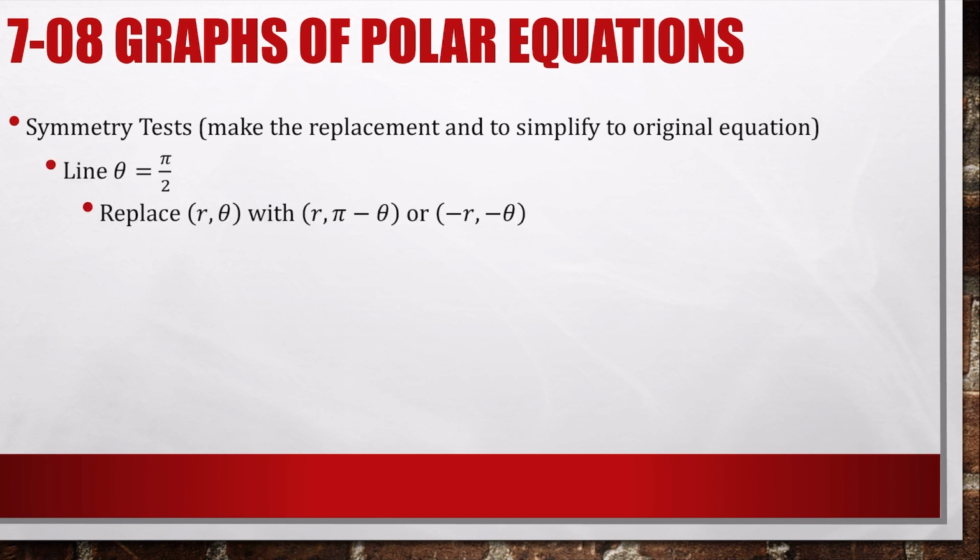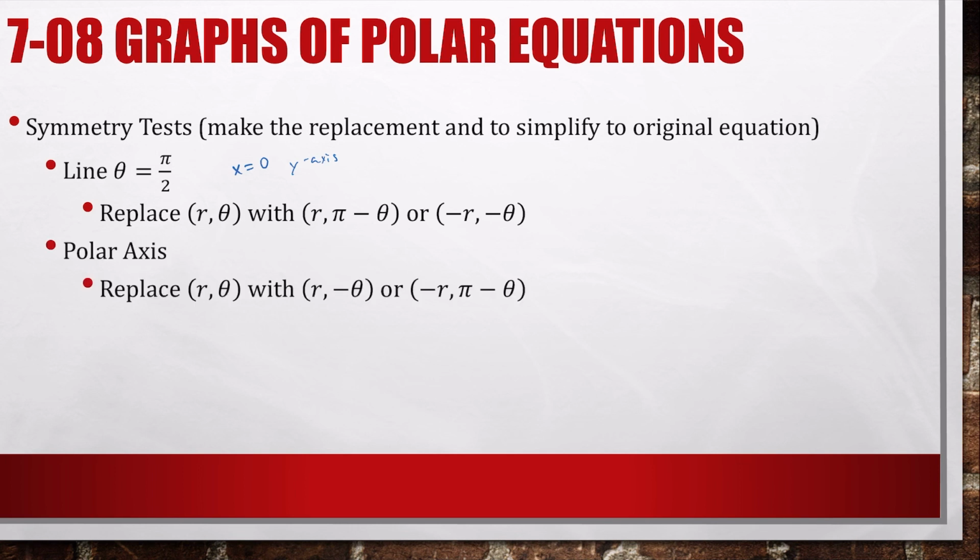So see if it's symmetric about the line theta equals pi over 2, which is like x equals 0, or the y-axis if we're in rectangular coordinates. You replace the r, theta with r, pi minus theta or negative r, negative theta. Now, sometimes one of these replacements works and the other one does not. If one of the replacements works, then it does have that symmetry, so you might have to test both replacements.